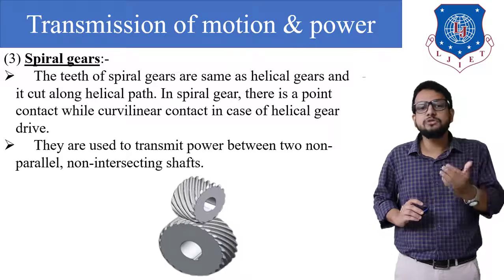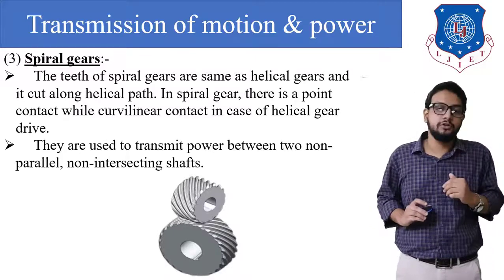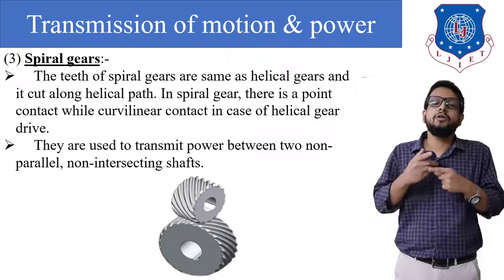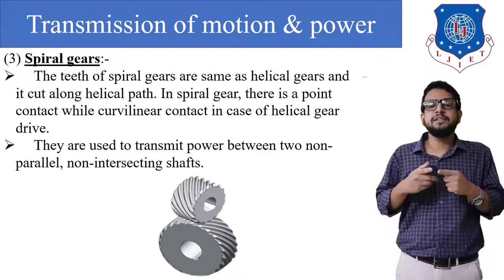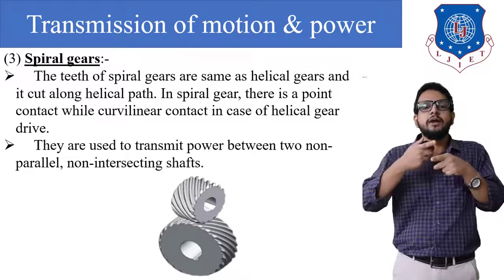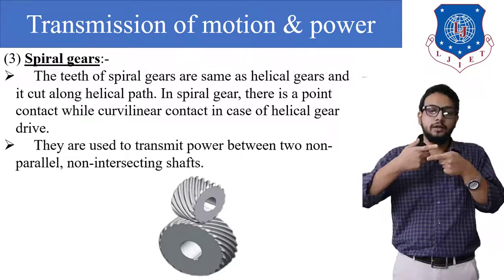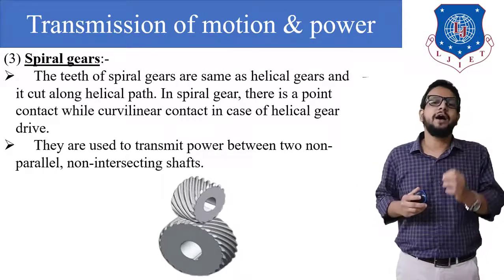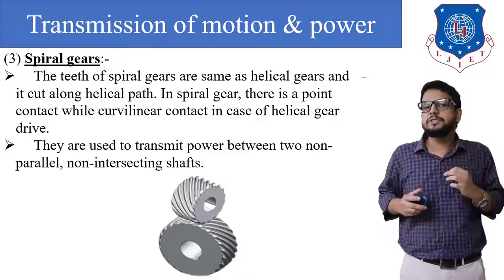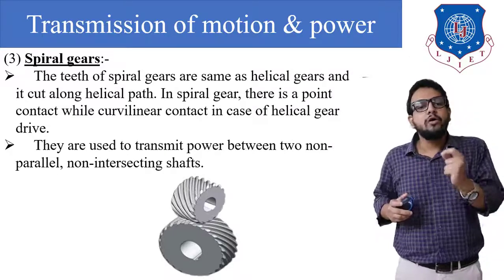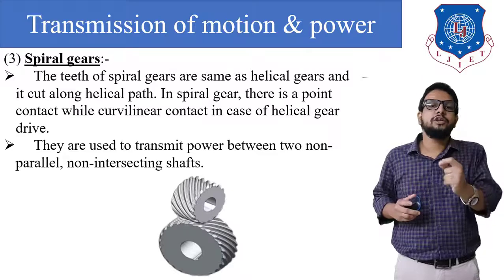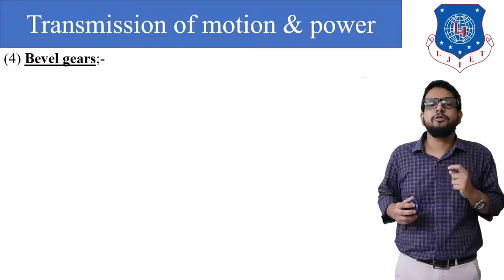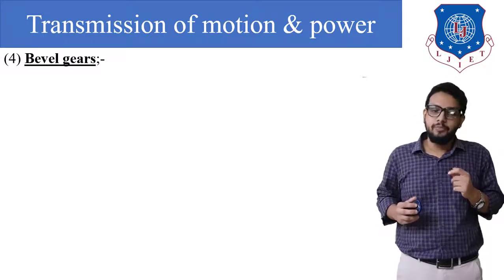And when can it be used, what is the application of this gear? So we would say that when two shafts are non-parallel and non-intersecting, which means two shafts are at a certain angle, it could be at right angle or it could be at any angle. When this arrangement is required, we are going to use a spiral gear. Another important characteristic is that there will be a point contact between two meshing gears. Remember that.